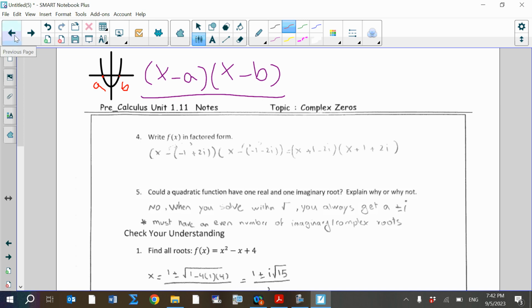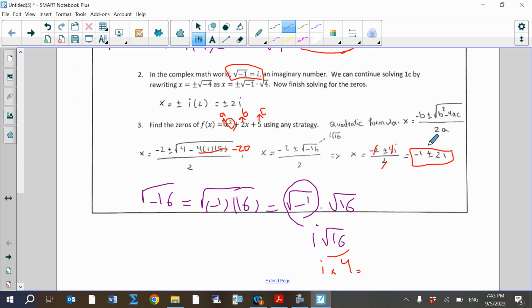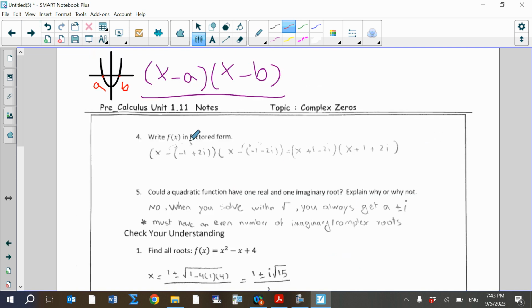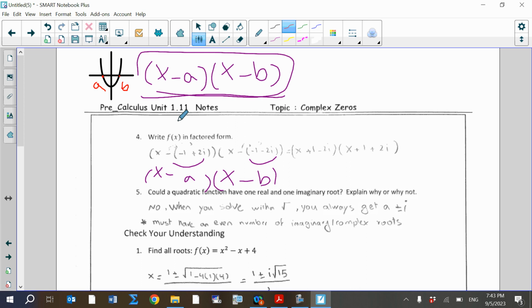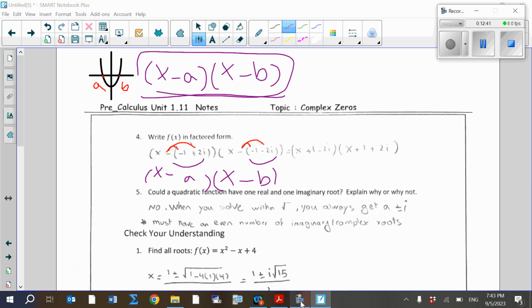So in the example that we just solved, we had 2 roots, -1 plus 2i and -1 minus 2i. We're going to rewrite that in factored form. Basically, all we are going to do is write the function using the same idea: x minus the first root and x minus the second root. Then we simplify by distributing the negative. It's going to be +1 and -2i. And distribute this negative as well. It's going to be +1 and +2i. And that's it. This is the function in factored form.